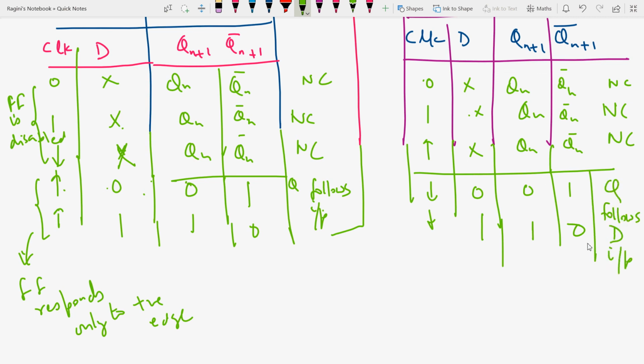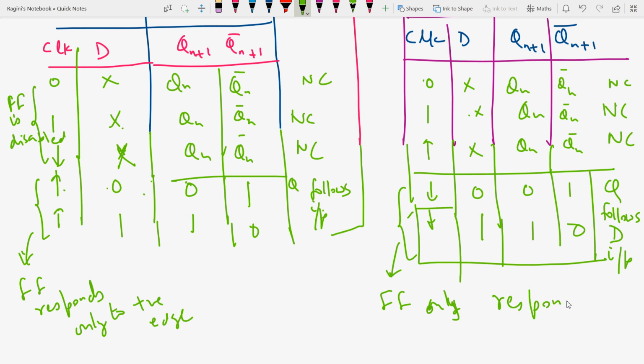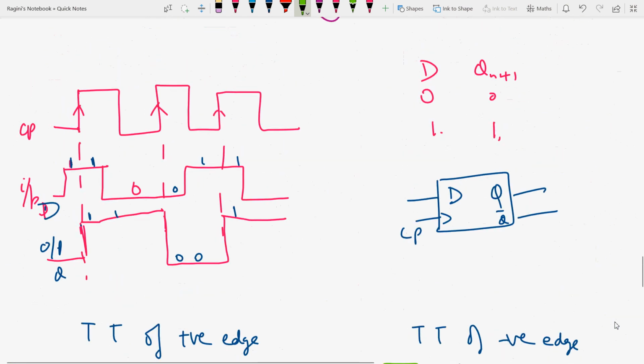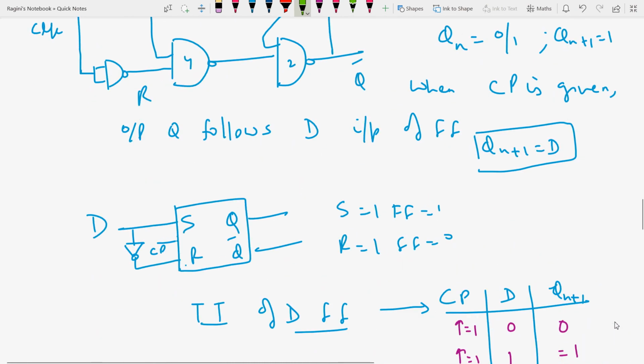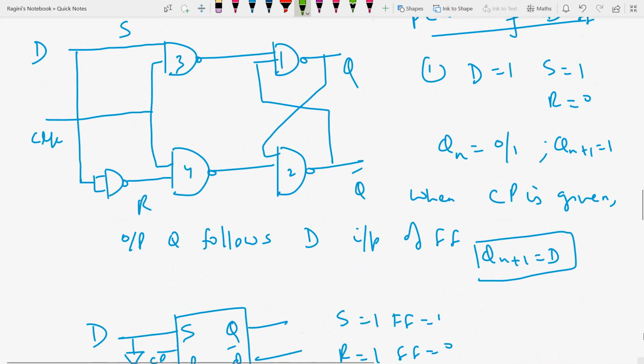So the flip flop only responds to negative edges of the clock pulse, right? This you have to keep remembering. Out of the given conditions, what you have to remember is that the output only follows the D input. When the clock pulse is there, then output Q follows the D input of the flip flop. Whatever the D input is, the Q output will be holding only that value.